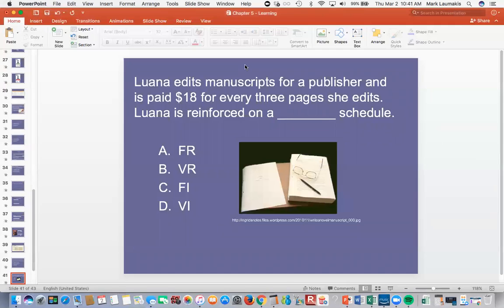She's getting paid $18 for every 3 pages she edits. What kind of a schedule? Is it based on the number of behaviors or is it based on the passage of time? That tells you ratio or interval.